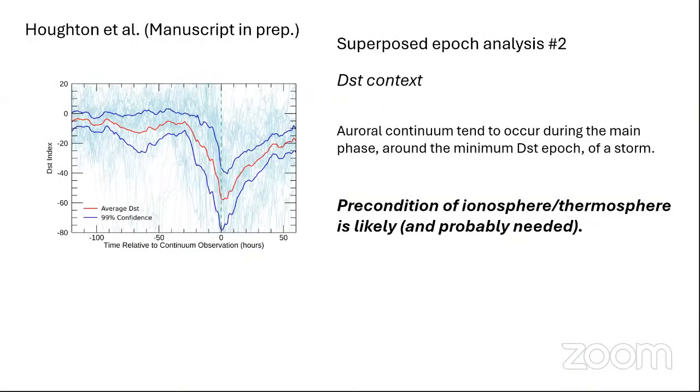The superposed epoch analysis on the Dst context shows that the aurora continuum happens almost exclusively during storm intervals, and tends to occur during the main phase around the minimum Dst epoch of a storm. So in my opinion, the result implies that the storm time precondition of the upper ionosphere and the thermosphere before the aurora continuum formation is quite likely. And it's actually probably needed, as I shall mention later in this talk.